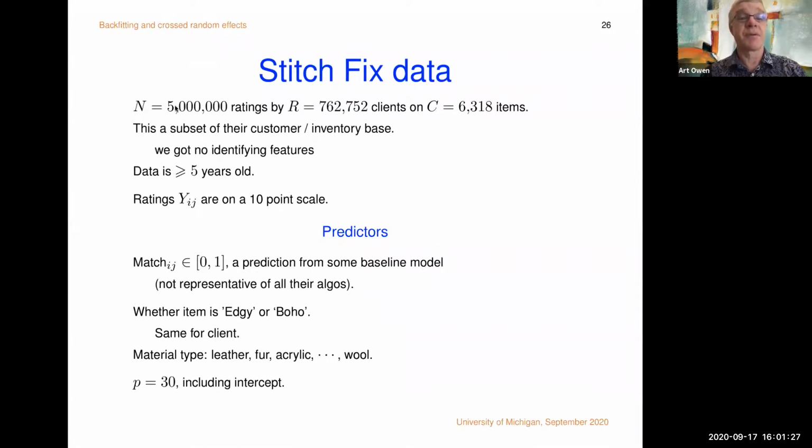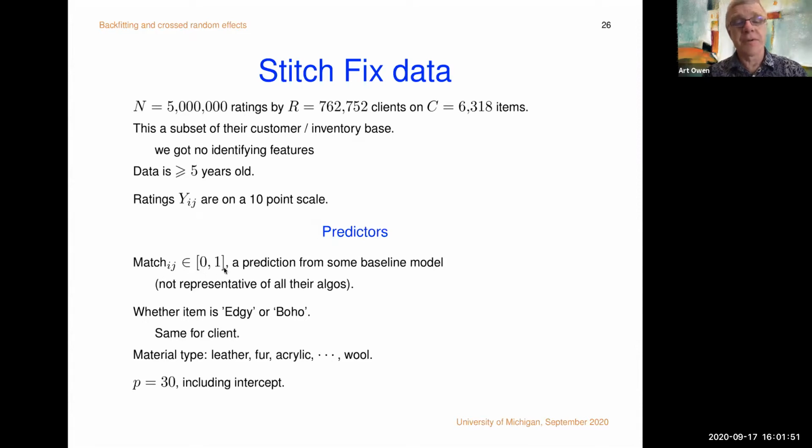They sent us 5 million ratings, about 760,000 clients, and about 6,000 items. And this is only a tiny set of their data, not representative. They wanted us to say that. Also, the data is more than 5 years old, so saying this isn't going to help any of their competitors. And then what are the predictors?